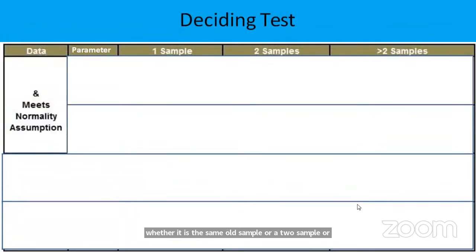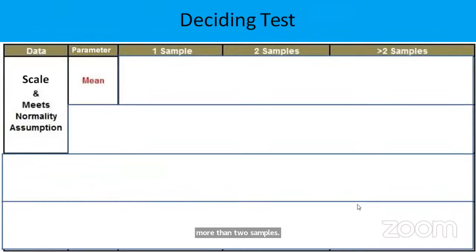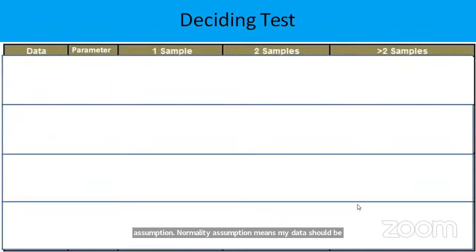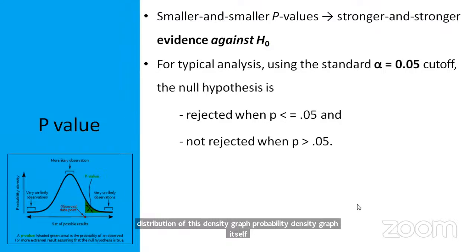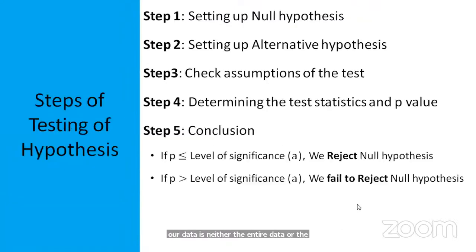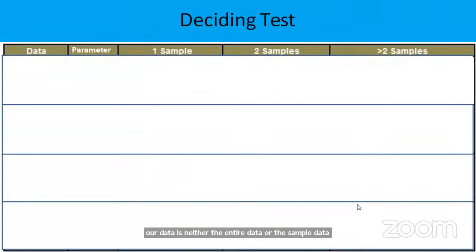First, I have to check the normality assumption. Normality assumption means my data should be normally distributed. See here this p-value, and this diagram, this probability density graph. It shows that our data, whether the entire data or a sample, is normally distributed. That is the main thing we should follow.